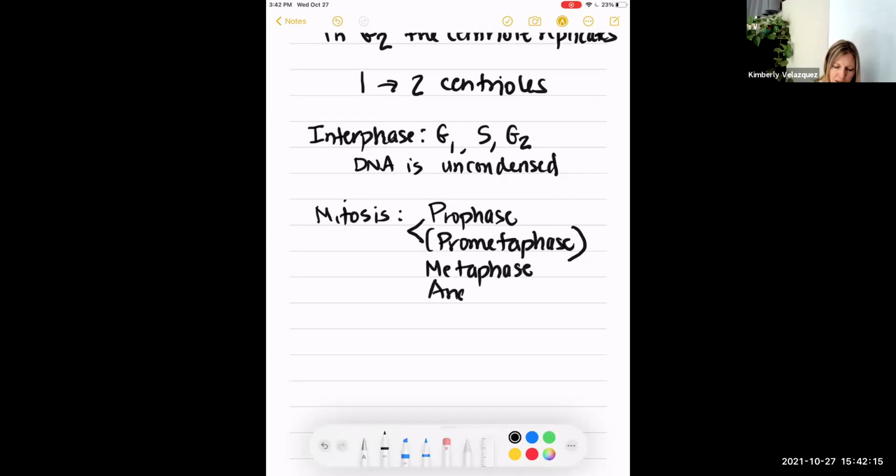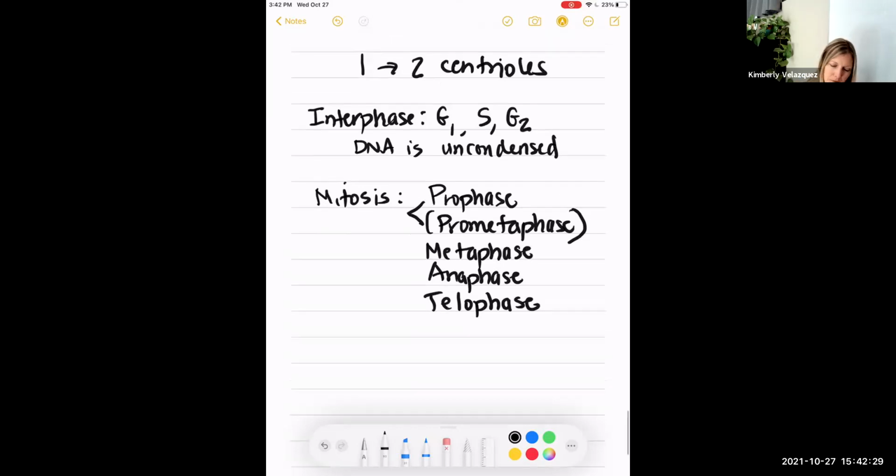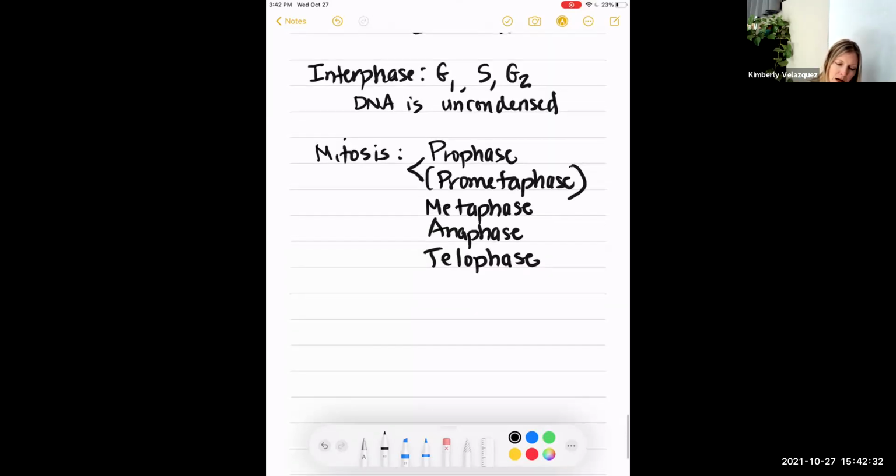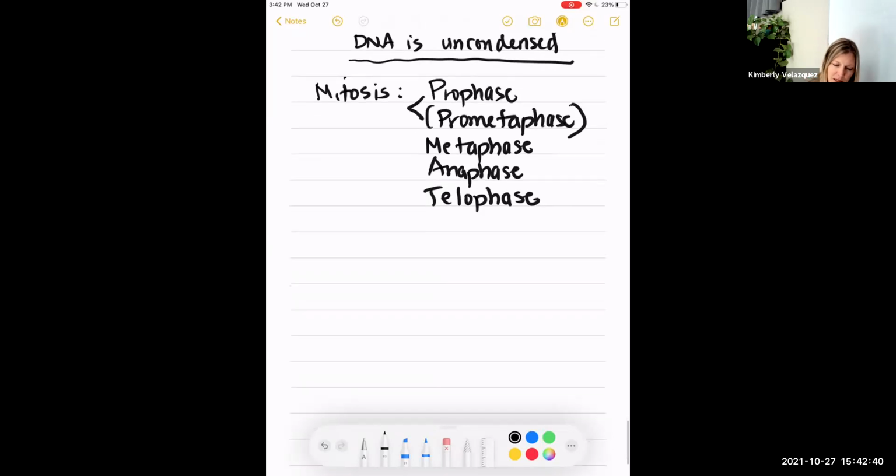Metaphase, anaphase, telophase. While I'm talking to you, I'm going to tell you when prophase really becomes prometaphase, but again, we're going to call this all prophase. So DNA is uncondensed. We're in G2. You get past that G2 checkpoint, and now that cell enters prophase.